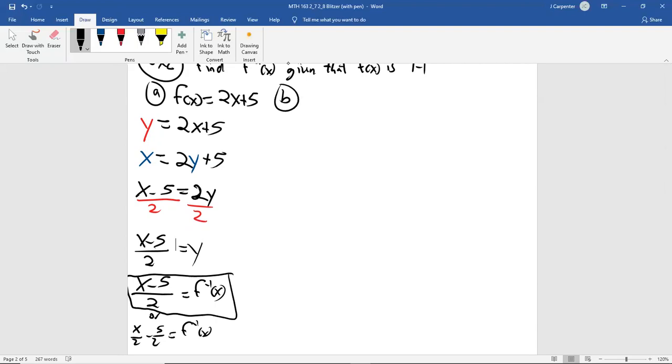B, f of x is equal to x cubed plus 7. Let's step it up a notch.